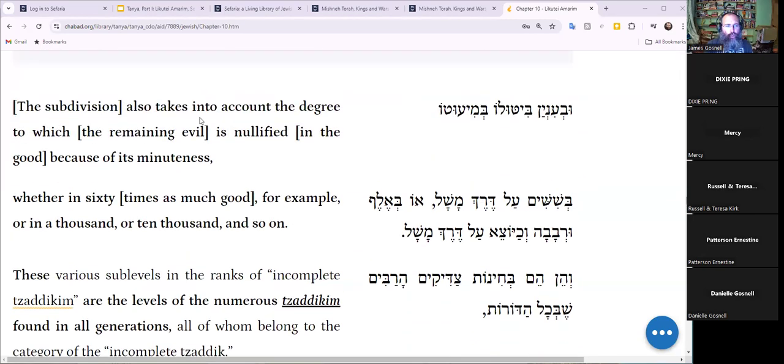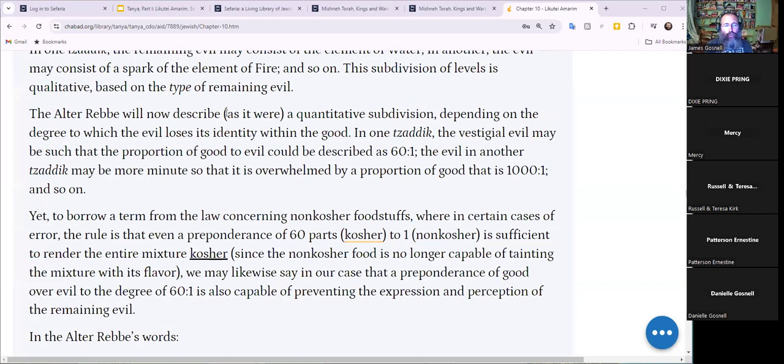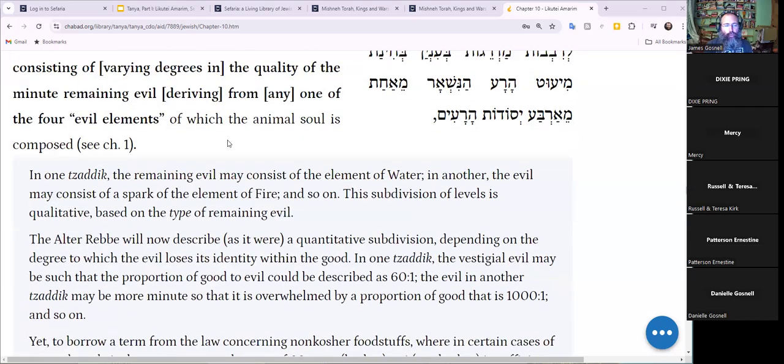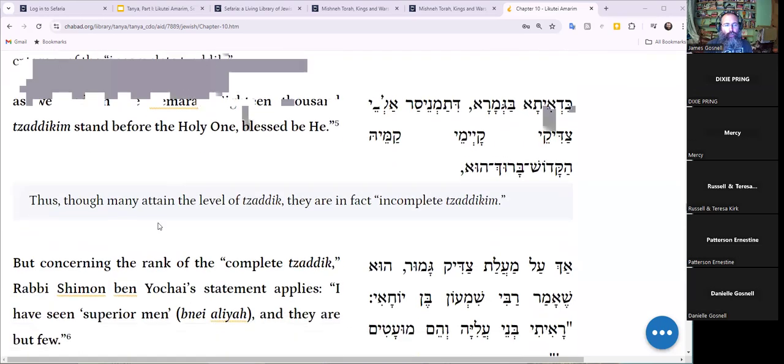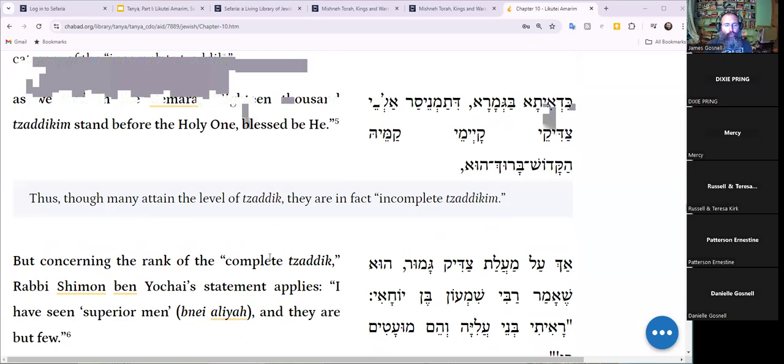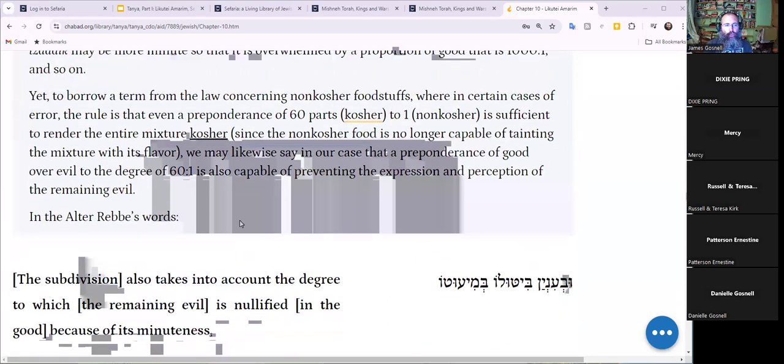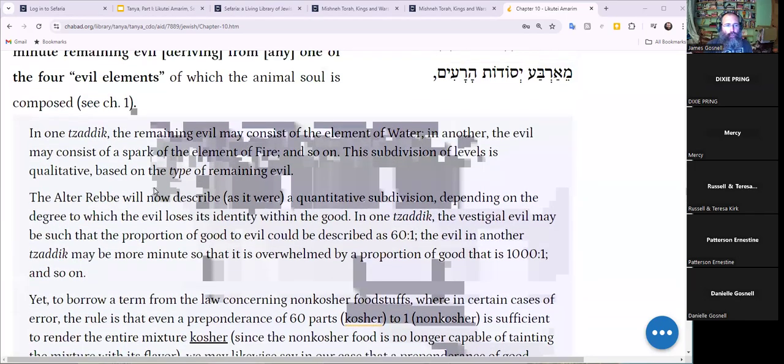We got finished talking about, well, I shouldn't say finished, but for this chapter, he was talking about the incomplete Tzaddik, and then we were going to get into the complete Tzaddik. So let's go over this real quick.